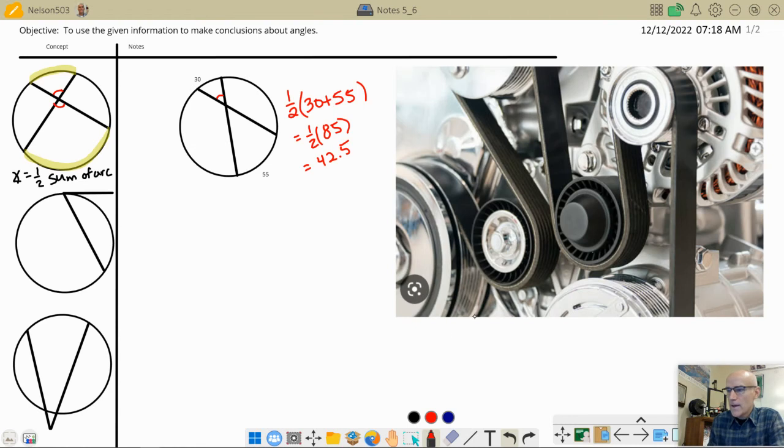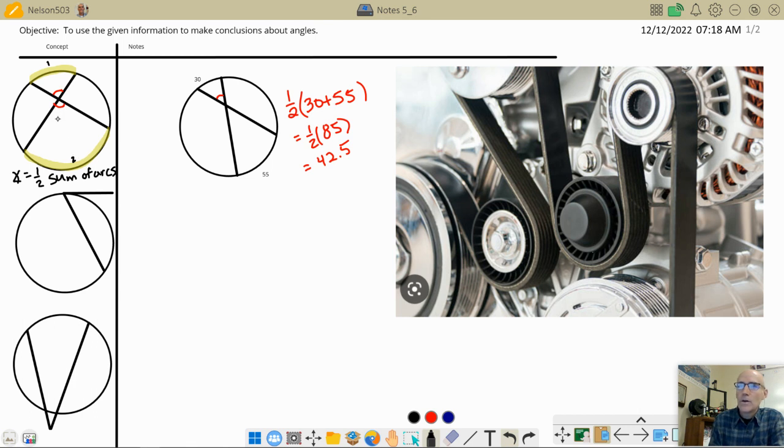Okay, so I should have had an S right here. It's half the sum of the two arcs. There's an arc up here, arc number one, arc number two. This angle right here, or this angle over here, is half of those added together, right?